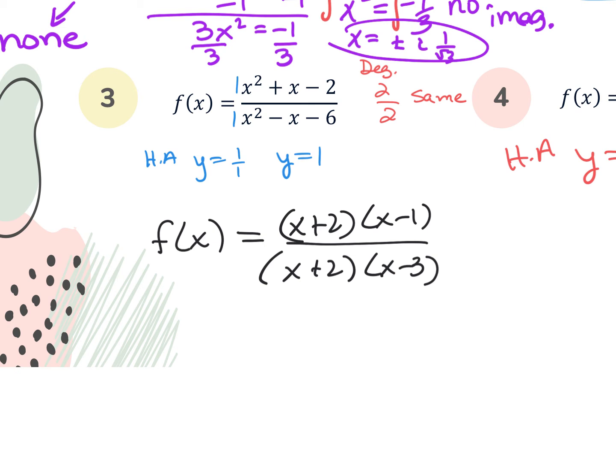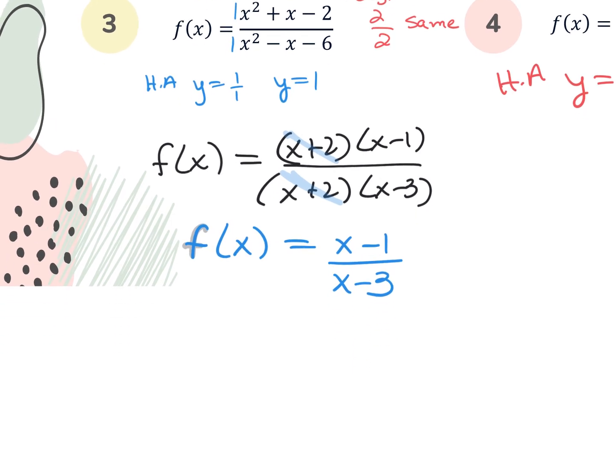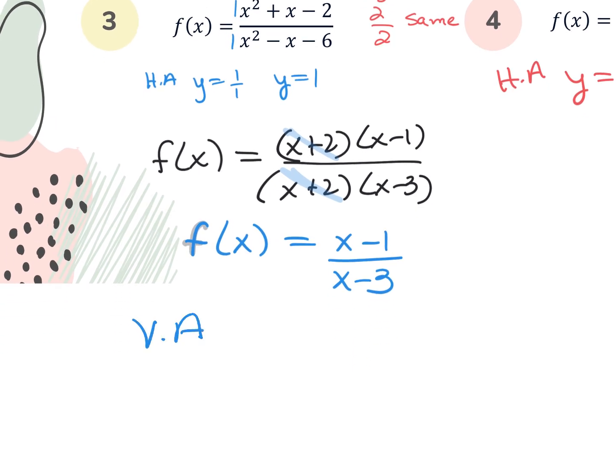Notice that my x plus 2's cancel. So my simplified function, f of x, is equal to x minus 1 over x minus 3. Now that I've simplified it, to find my vertical asymptote, I'm going to set the denominator equal to 0. And I have a vertical asymptote at x equals 3.